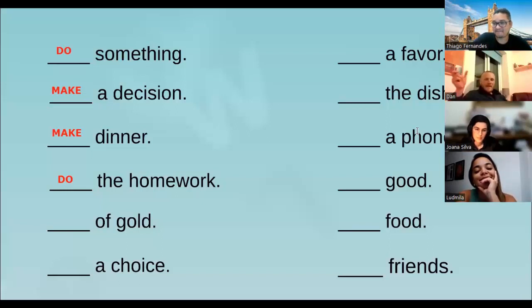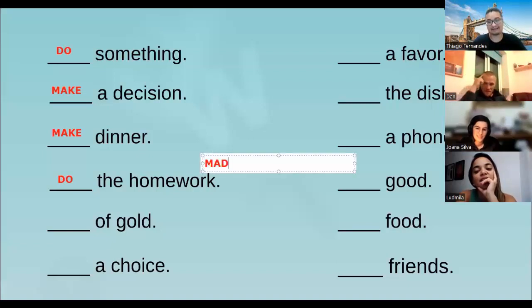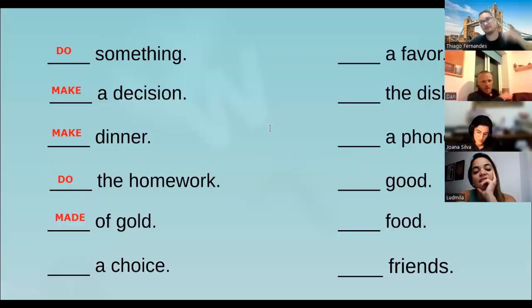Make of gold. So "make of gold" doesn't sound right. It's close, but you have to change the verb make. Made of gold, because it's the past. Three years ago, someone made the gold trophy. Made of gold.